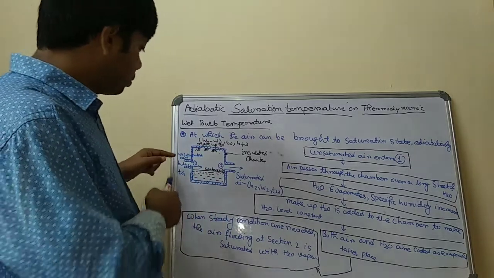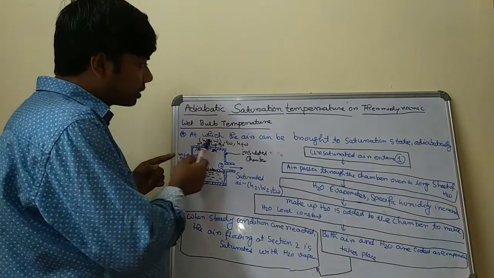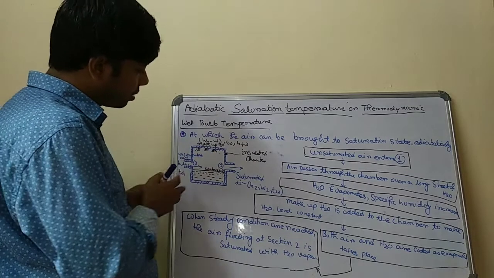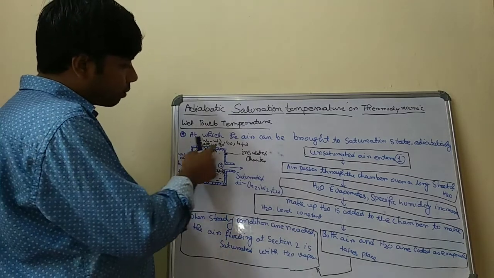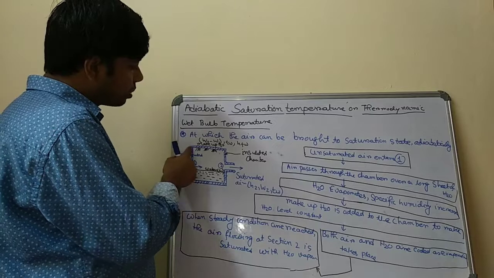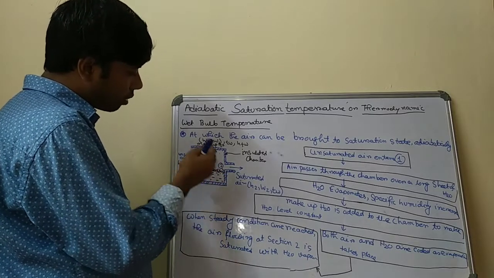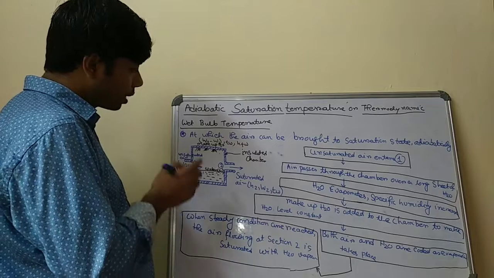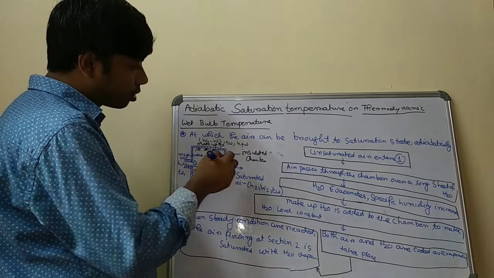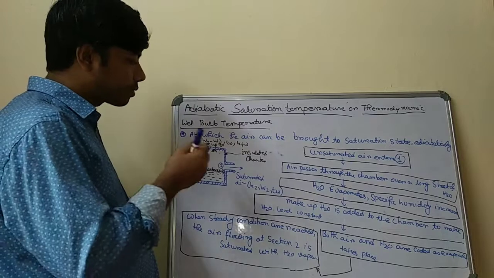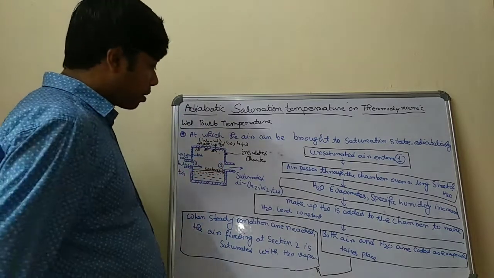Now, this is the arrangement for adiabatic saturation temperature. You can see that inside the arrangement there is one insulated chamber, in which water is present. It is insulated because no heat transfer takes place during the process, and that is why the process is adiabatic.